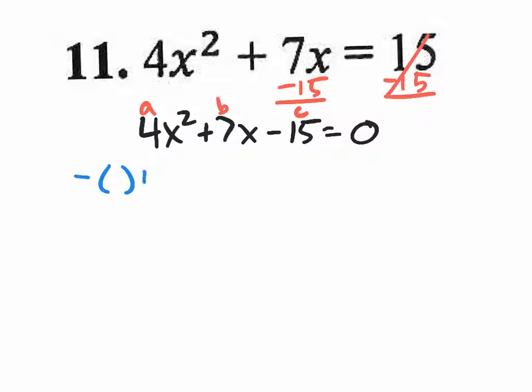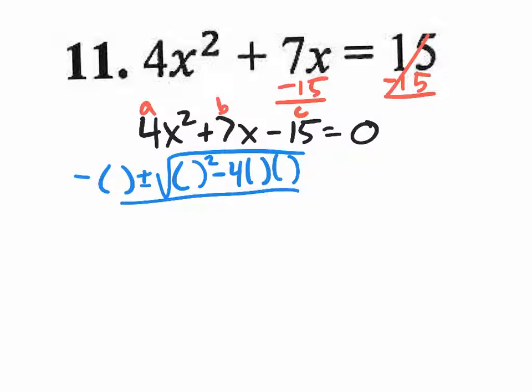Negative b plus or minus the square root of b squared minus 4 times a times c, all divided by 2 times a. So our b value is 7, our a value is 4, and our c value is negative 15. And now let's do the discriminant, right? The value inside of the root. 7 squared, that's what you always begin with. That's 49. Let me just jot that down right here on the side.